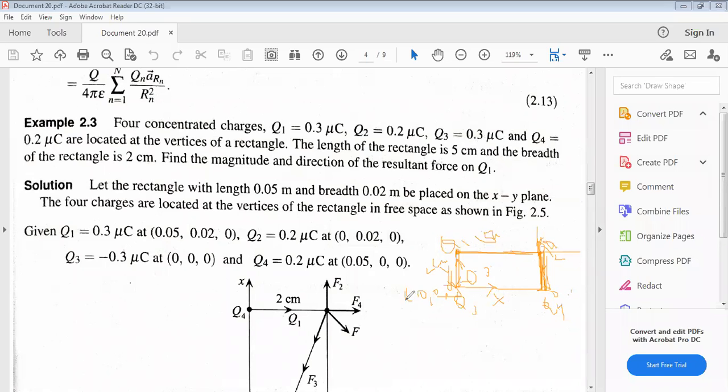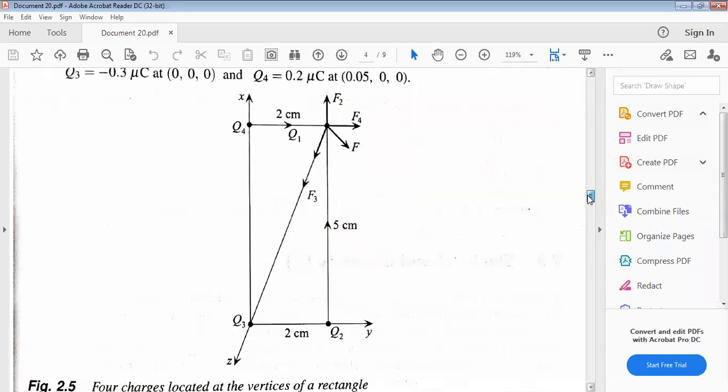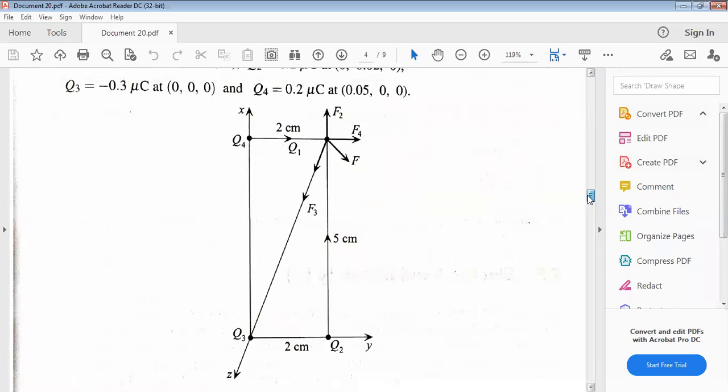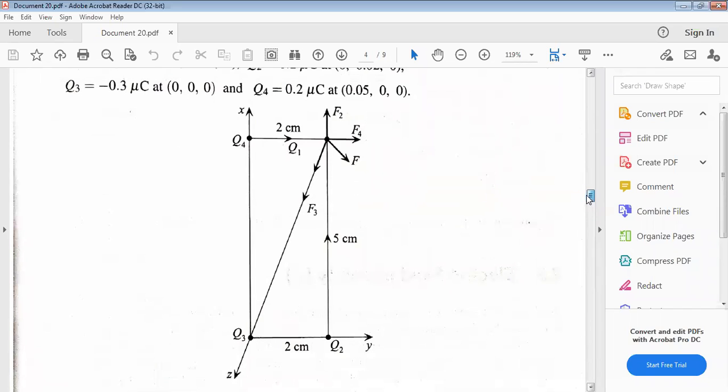I think this is the depiction. See here, or simply we can consider it from this expression and from this diagram also. See here, Q1, Q2, Q3, Q4, and the forces are depicted like this in the X, Y, and Z directions.